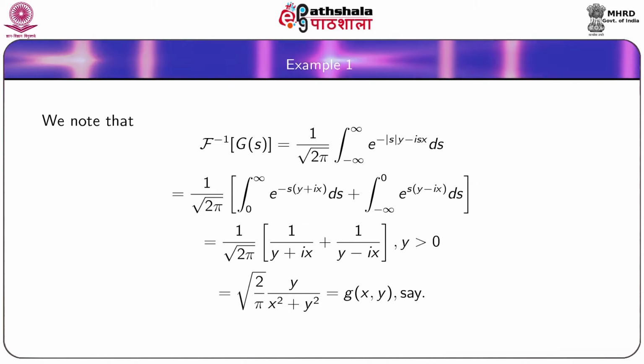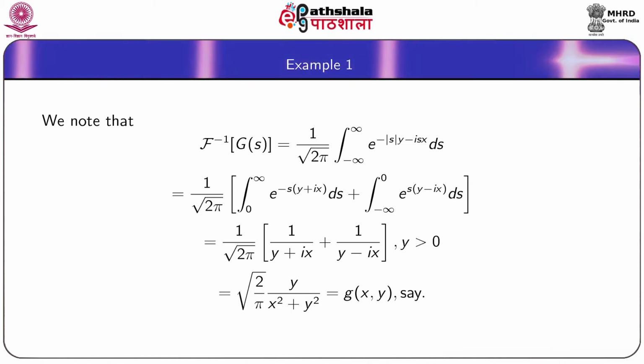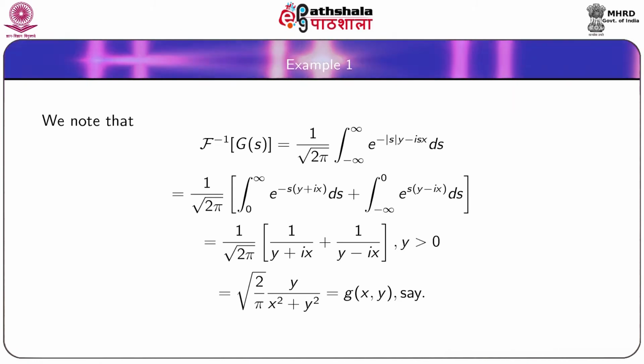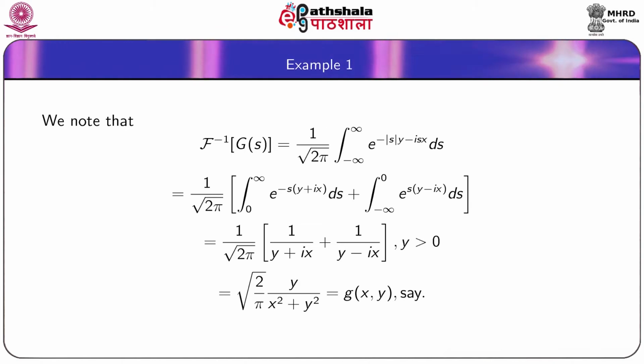Here we have mod s e to the power minus mod s. So, mod s is s when s is positive and mod s is minus s when s is negative. So, that these two integrals are separated like this.